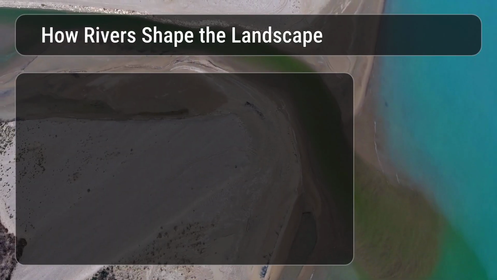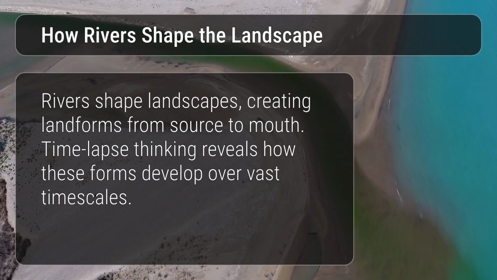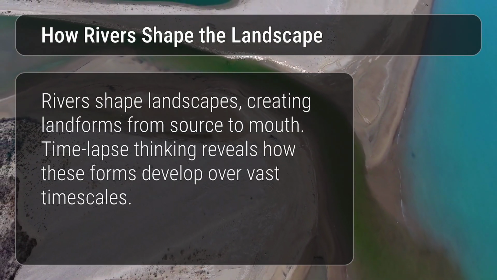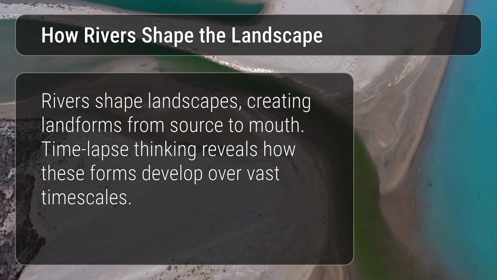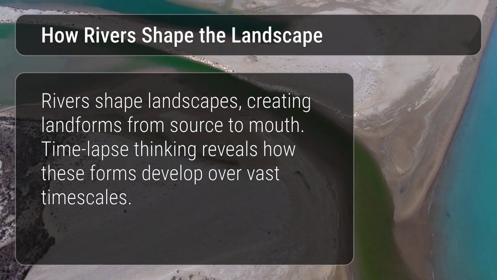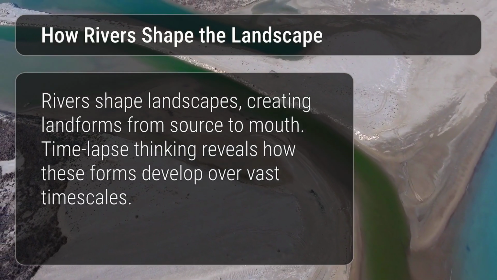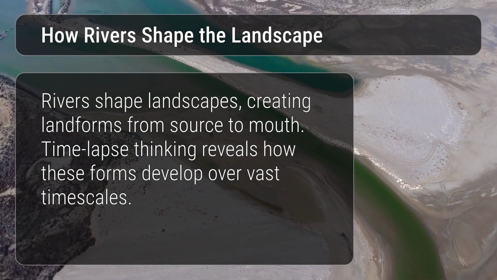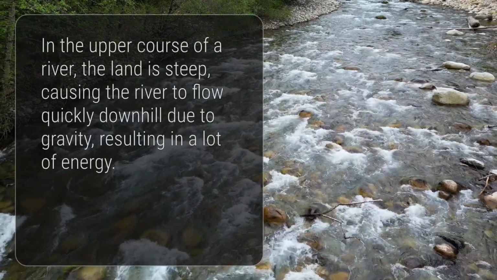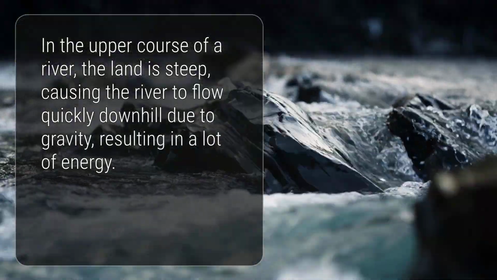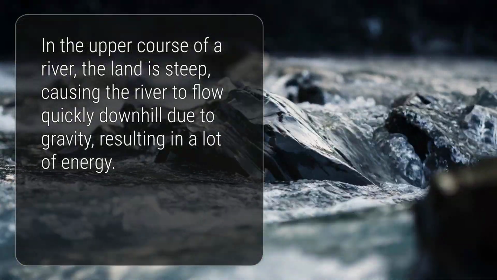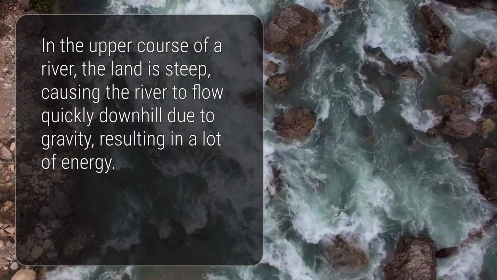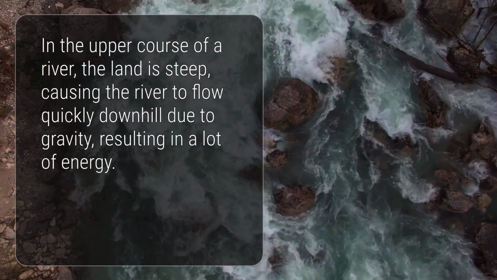Let's zoom in on how rivers actually shape the landscape. They create a variety of distinct landforms depending on where you are along the river's journey, from its source to its mouth. We can use time-lapse thinking to see how these forms develop over vast timescales. In the upper course of a river, where it begins, the land is usually steep. The river flows quickly downhill due to gravity. This fast-flowing water has a lot of energy.